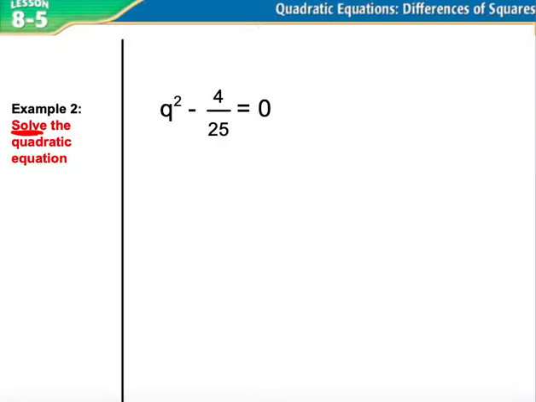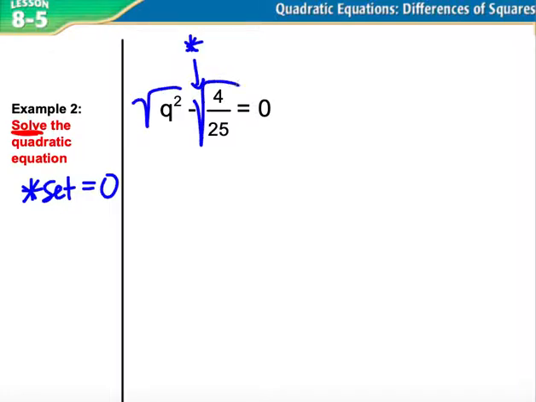This first one, notice you've got that q squared minus 4 all over 25 equals 0. If we want to solve this equation, hopefully the first thing that you're thinking in your brain is that equation has to be set equal to 0. It is already set equal to 0, so we're good to go. So now, the only way to solve a quadratic is to have it in factored form. Well, check it out. It's a difference of 2 squares.